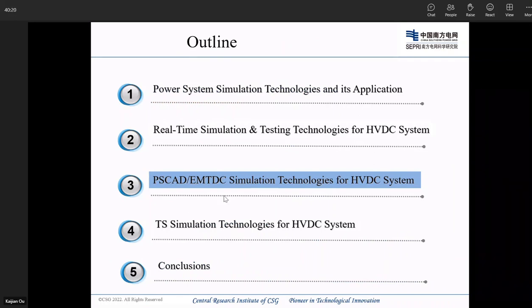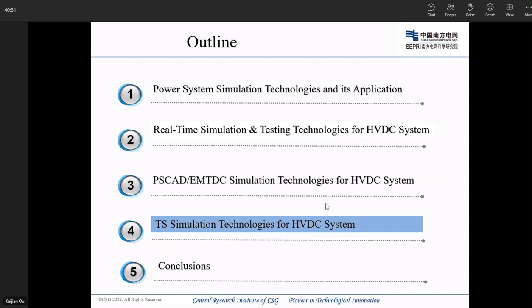Another is PSCAD simulation technology. I introduced this yesterday, so I won't introduce it today. So next one. Another is the TS simulation technology for HVDC system. Just now I introduced the real-time simulation and testing technology, and yesterday PSCAD EMT non-real-time simulation technology. Now we introduce the TS simulation technology for HVDC.